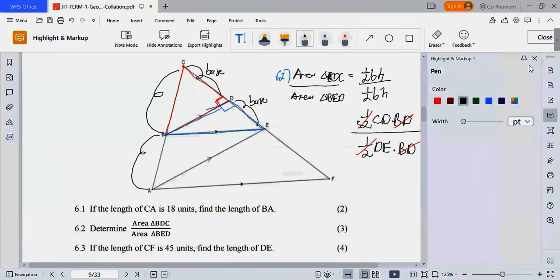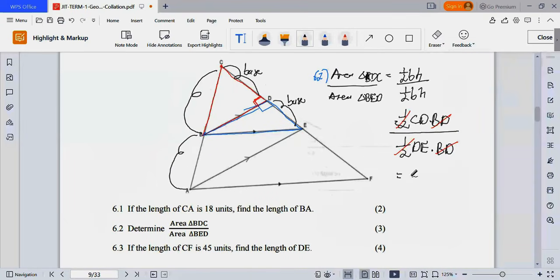Then we are left with CD over DE. But then the CD over DE is in proportion to CB over BA. Why? Prop theorem, a line drawn parallel to one side of the triangle. So it's prop theorem. For which parallel lines? These parallel lines that we are seeing here.